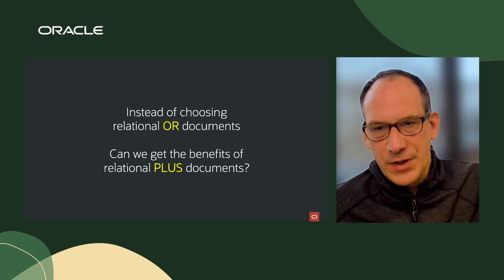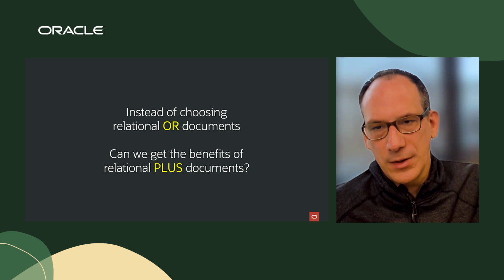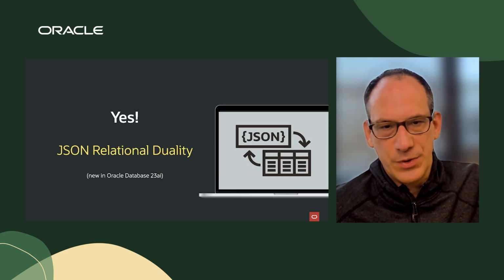And this is where we started a few years ago, where we said, instead of having the application developer choose whether they use relational or documents, is there a way we can combine the benefits of both, like the ease of use for each use case of JSON, but with the use case flexibility of relational? And this feature is there. It's called JSON Relational Duality, and let's take a look at it.